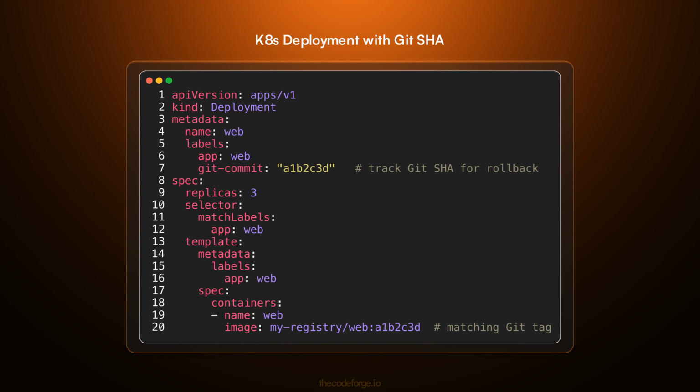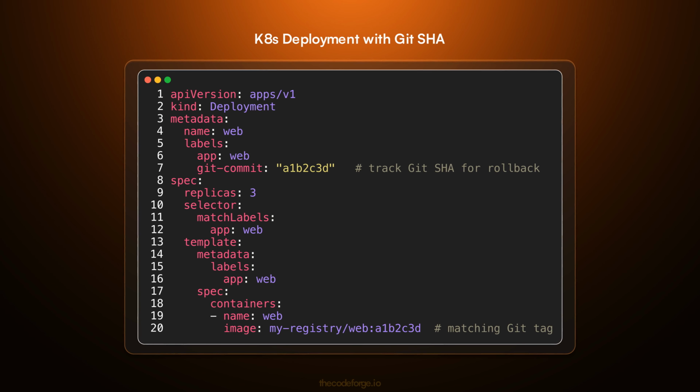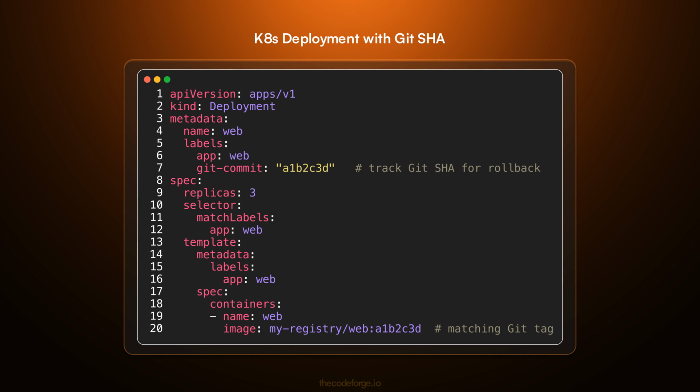This Kubernetes deployment includes a Git commit label and an image tag matching the Git SHA. This enables full traceability. You know exactly which code version is running in each pod.